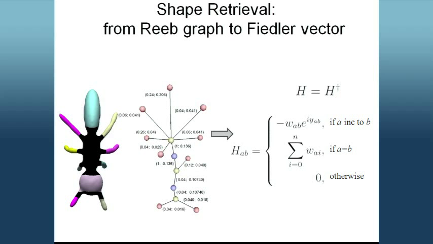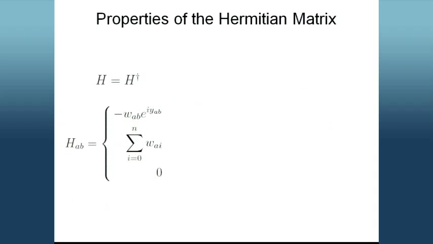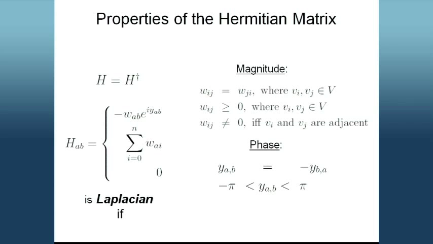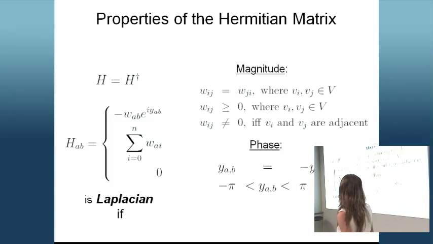A and B are vertices in the graph, and W and Y are the two labels that are stored along with each edge. So this Hermitian matrix turns out to be also a Laplacian matrix if it satisfies the following restriction on the labels associated with each edge. Basically this restriction says that the magnitude of the complex number should be positive and symmetric for adjacent vertices, and the phase of the complex number should be the same in absolute value but have different sign for different directions of the edge, and it should be restricted to some intervals.